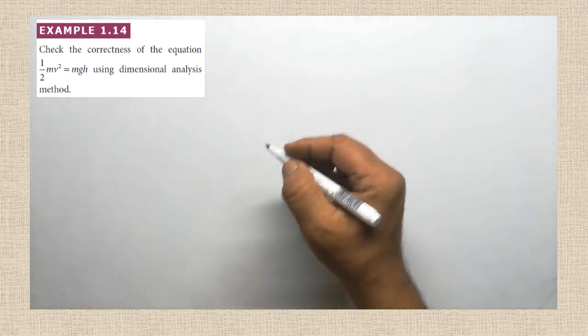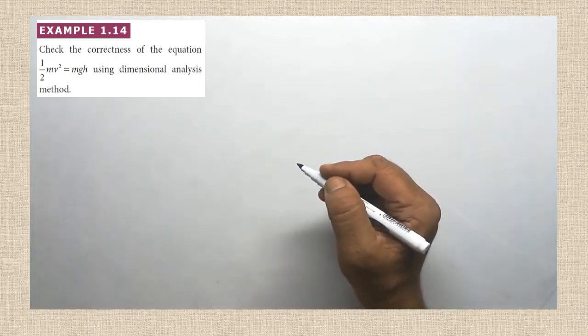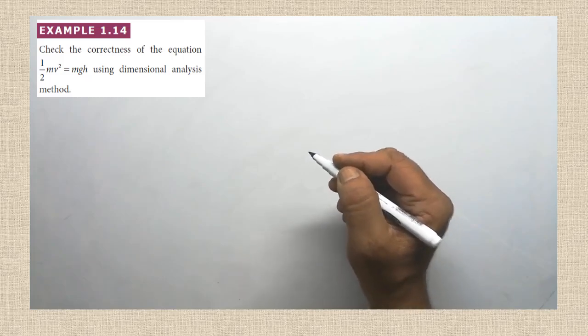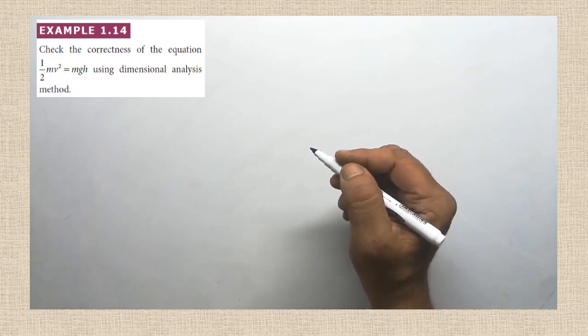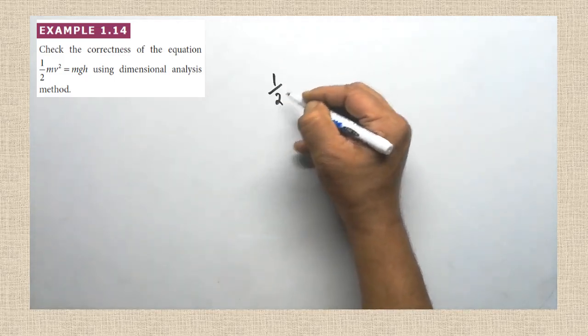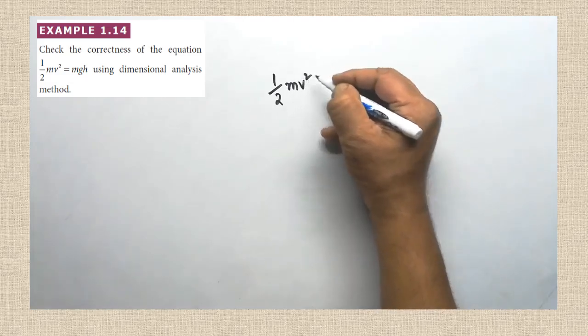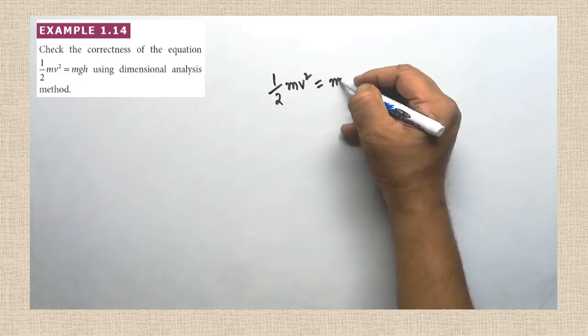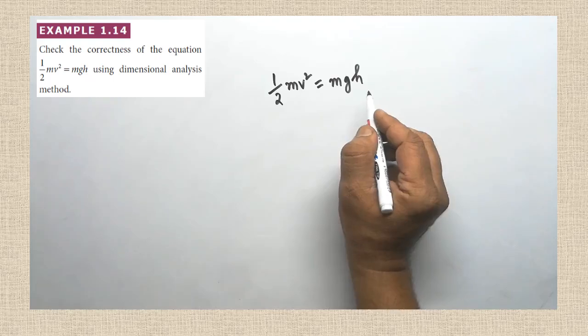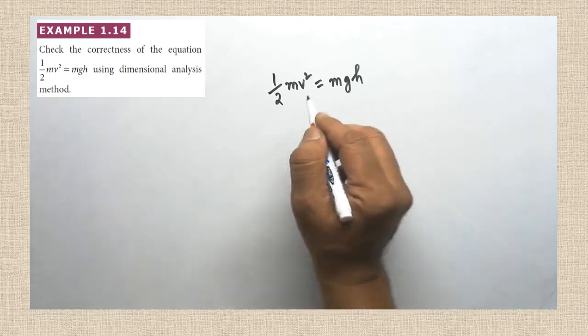Now we are going to do problem number 1.14, which is already solved in the textbook. I would like to teach it again. You are asked to check whether the given equation is dimensionally correct or not. What is given? You are asked to check whether half mv square is equal to mgh. First I will write the equation. This kind of problem will be asked in the examination. You have to check whether this one is dimensionally correct or not.